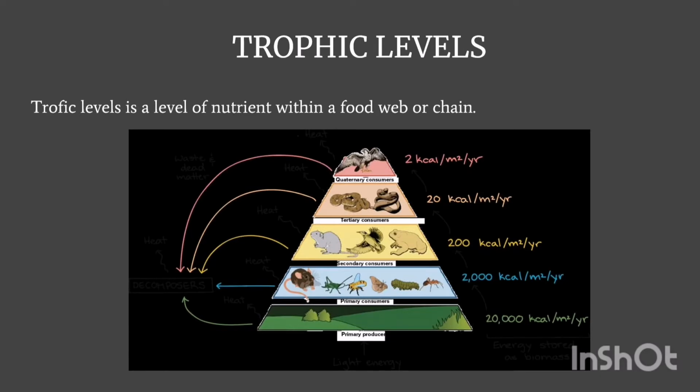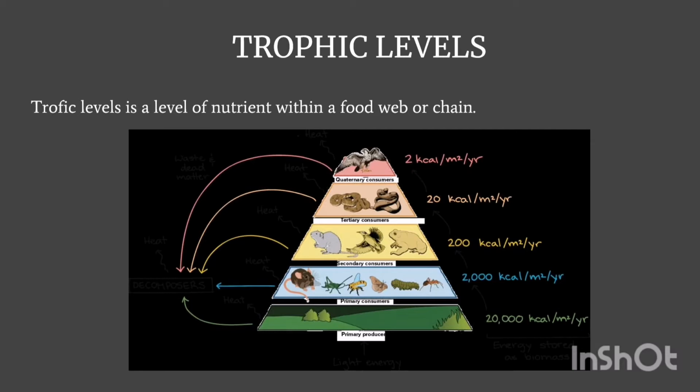So trophic levels. Trophic level is a level of nutrition within a food web or chain. From the figure on slide 862 in the media, we can see that green plants, the producers, are in the first trophic level. The animals in the center are the primary consumers in the second trophic level, and the last group of animals are the secondary consumers in the third trophic level.